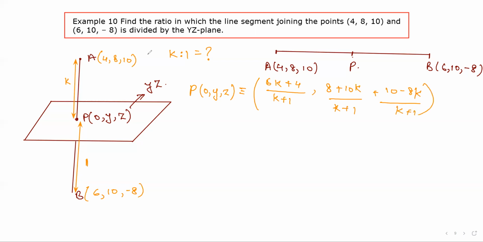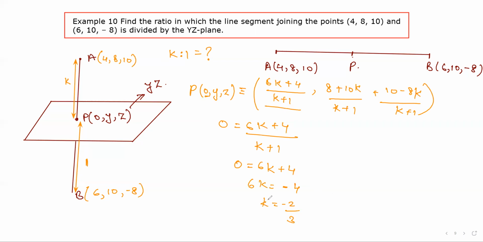You need the value of k. You need not know the value of y and z. So you equate 0 with this. 0 is equal to 6k plus 4 upon k plus 1. So here k plus 1 goes on the left. 0 is equal to 6k plus 4, where 6k is equal to minus 4. k is equal to minus 2 upon 3.